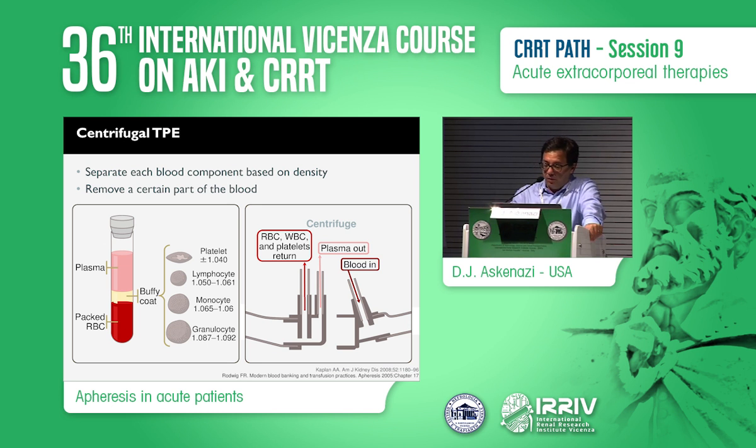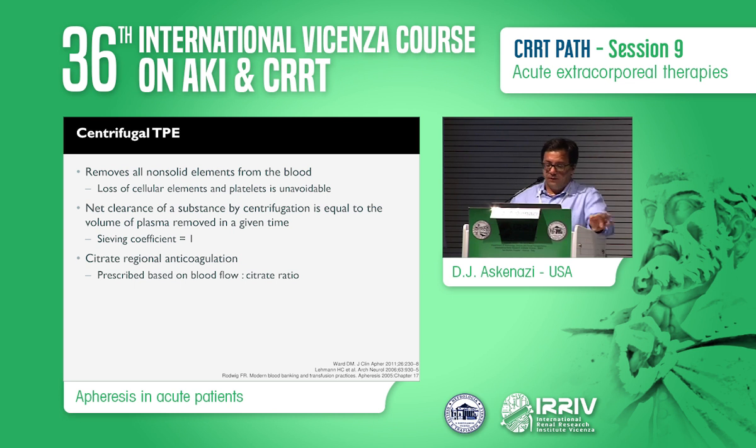Again, you have the blood going in one way, the red cells returning back to the patient the other way, and then you take the plasma, which you end up throwing out into the garbage, and on the way back you mix the fresh plasma with the red cells and the good stuff. It's essentially a relatively simple concept. The issue with centrifugal TPE is that it removes all the non-solid elements out of the blood. So the clearance, or the sieving coefficient, is essentially 1, because whatever is in the plasma, you're going to be kicking out at 100%.